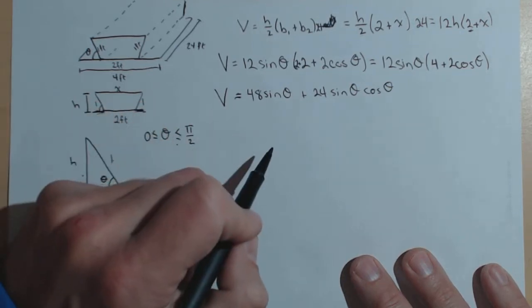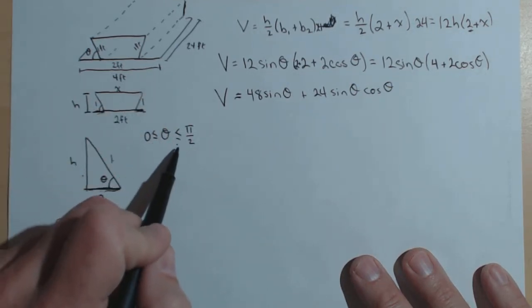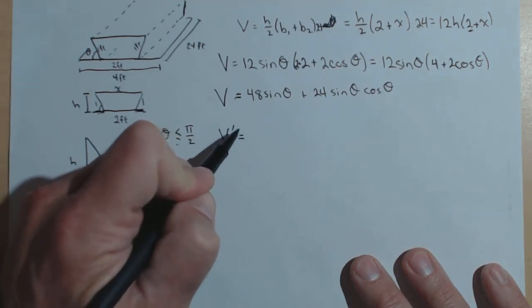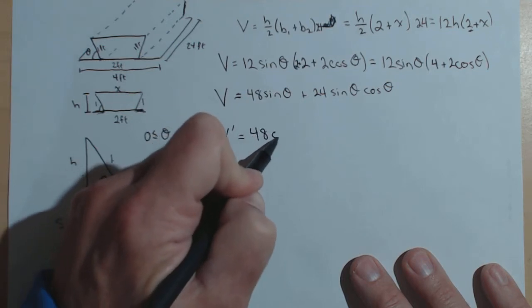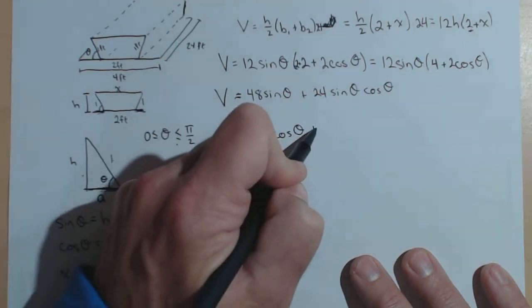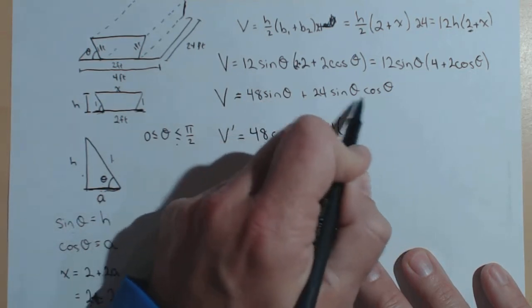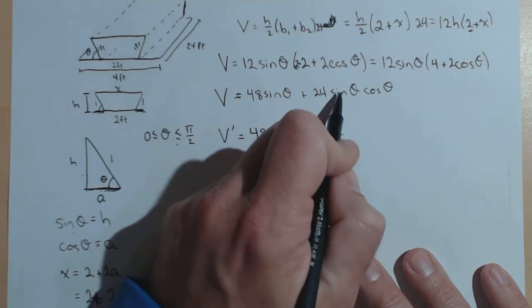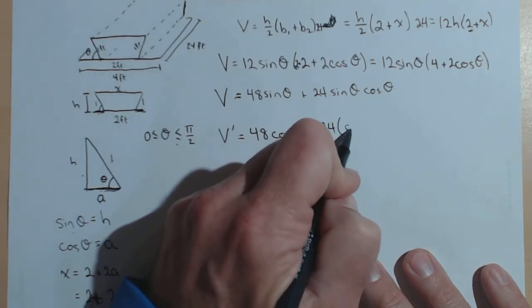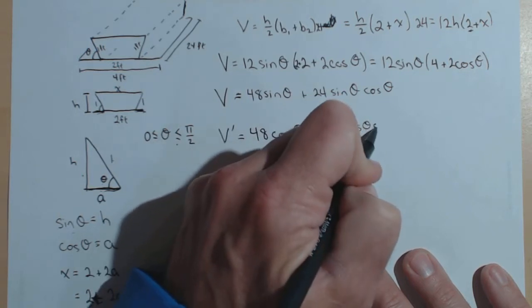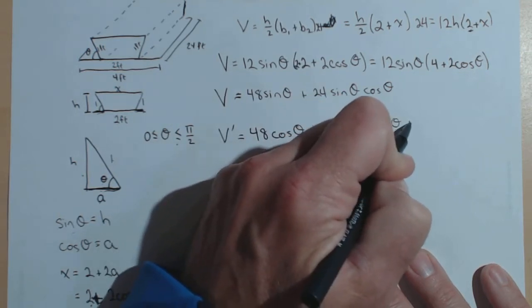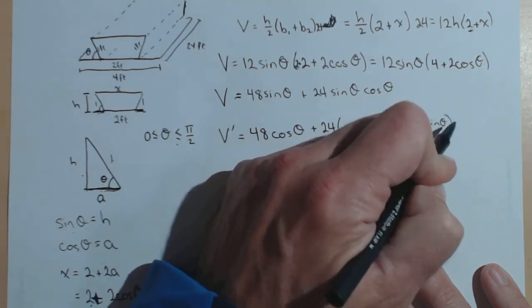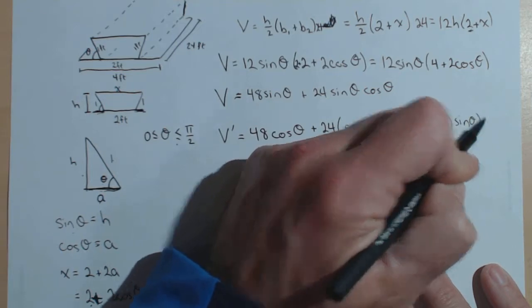So we've now got constrained optimization on a closed bounded interval. We're guaranteed to have a maximum and a minimum. So V prime is 48 cosine of theta plus, I'm going to leave the 24 out and do a product rule on sine theta cosine theta. So the derivative of sine theta is cosine theta, leave cosine theta alone, plus the derivative now of cosine theta is negative sine theta, leaving sine theta alone.